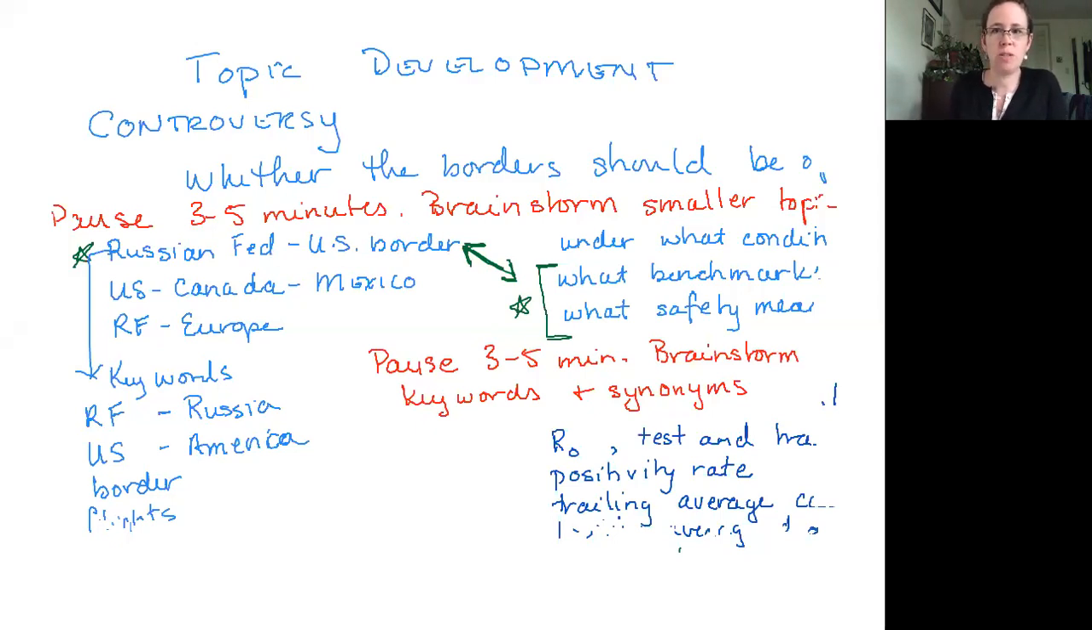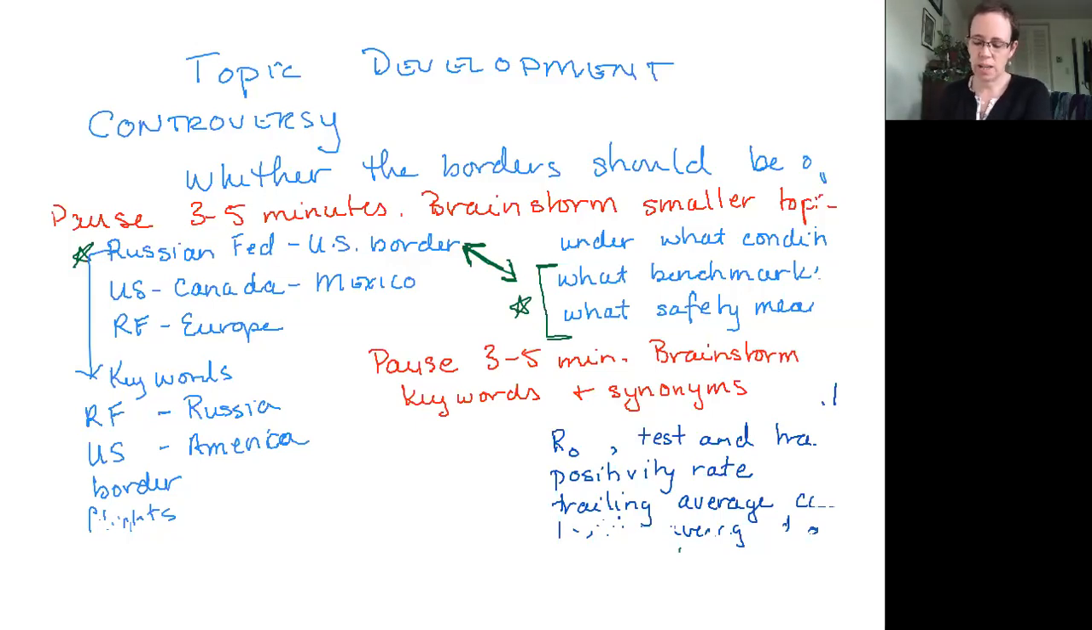Okay, I hope that brainstorming went well for you. As you can see on my whiteboard, the brainstorming went pretty well for me. I didn't add any more keywords to the Russia-US border topic, but I did come up with some keywords for the safety measures and benchmarks idea.